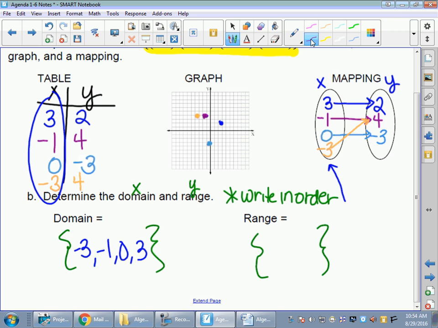The mapping kind of gave that away, right, when we reused that 4. So I've got -3, 2, 4. So put those guys in set notation in order. Otherwise, we cannot determine what matches up with what. What are the ordered pairs?